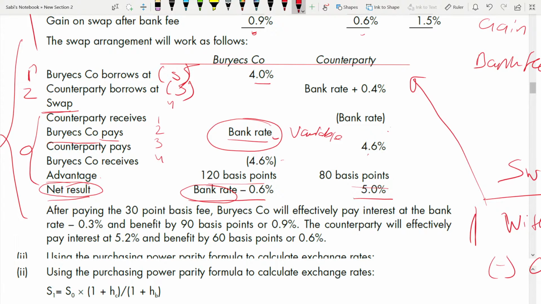4, plus. This company is borrowing at 4 plus bank rate B, minus 4, they are receiving 4.6, so minus 4.6. So B plus 4 minus 4.6 is minus 0.6. Just check. My net result is bank rate minus 0.6%. Brewers company's part is okay. Let's go to the counterparty. The counterparty says bank rate plus 0.4%.